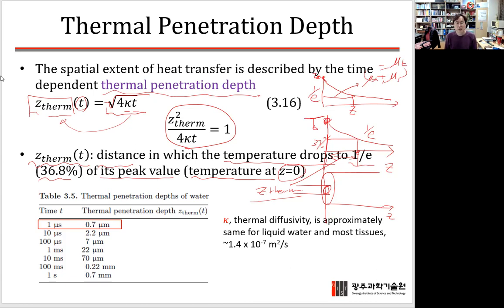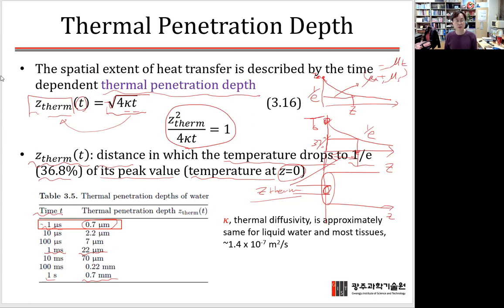So this thermal penetration depth of the water, if you look at this, is going to depend on the time of the laser pulse. So when you have a 1 microsecond pulse, the thermal penetration depth is going to be about 0.7 micrometer. If you give longer and longer pulse duration time, you can see the thermal penetration depth is also getting longer and longer. And if you give 1 second, it's about 0.7 millimeter.